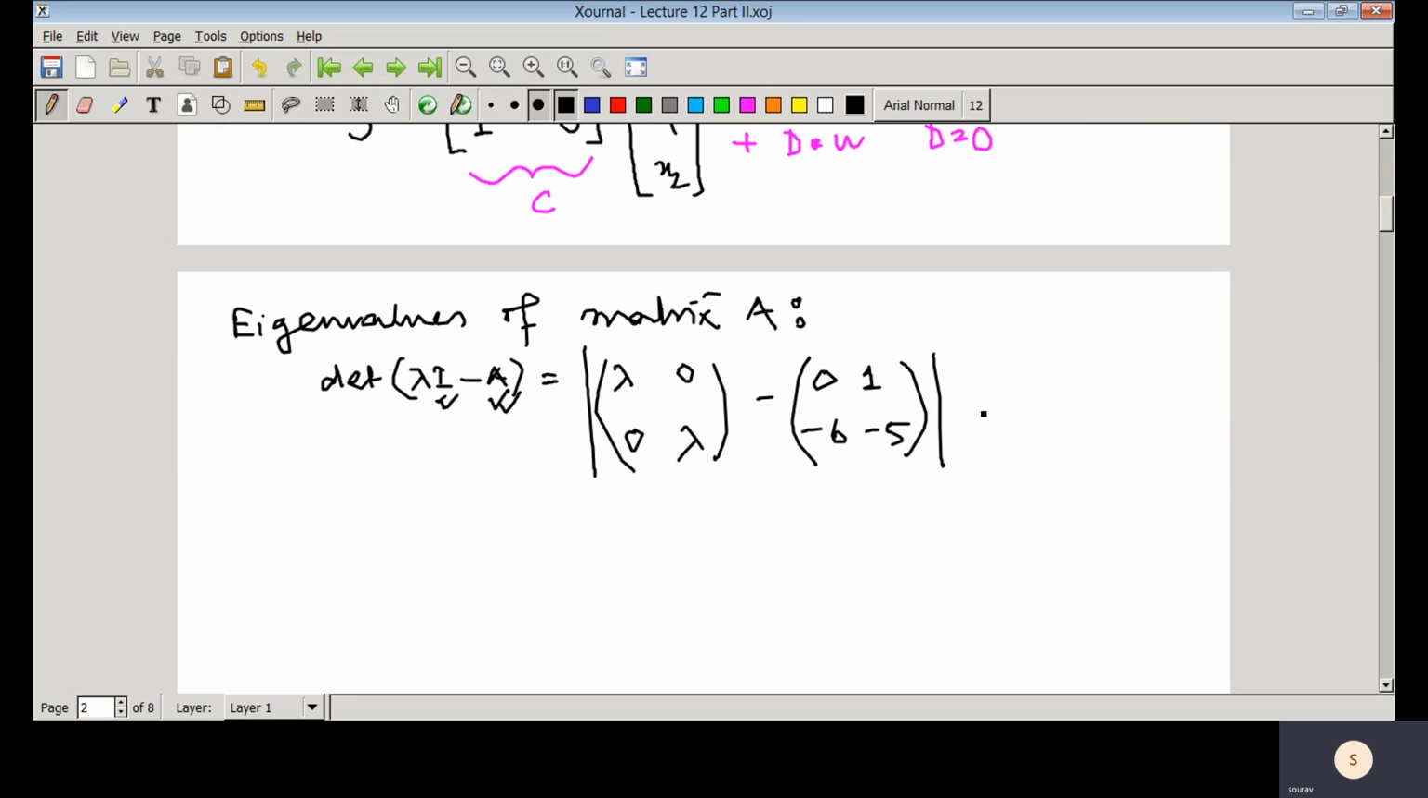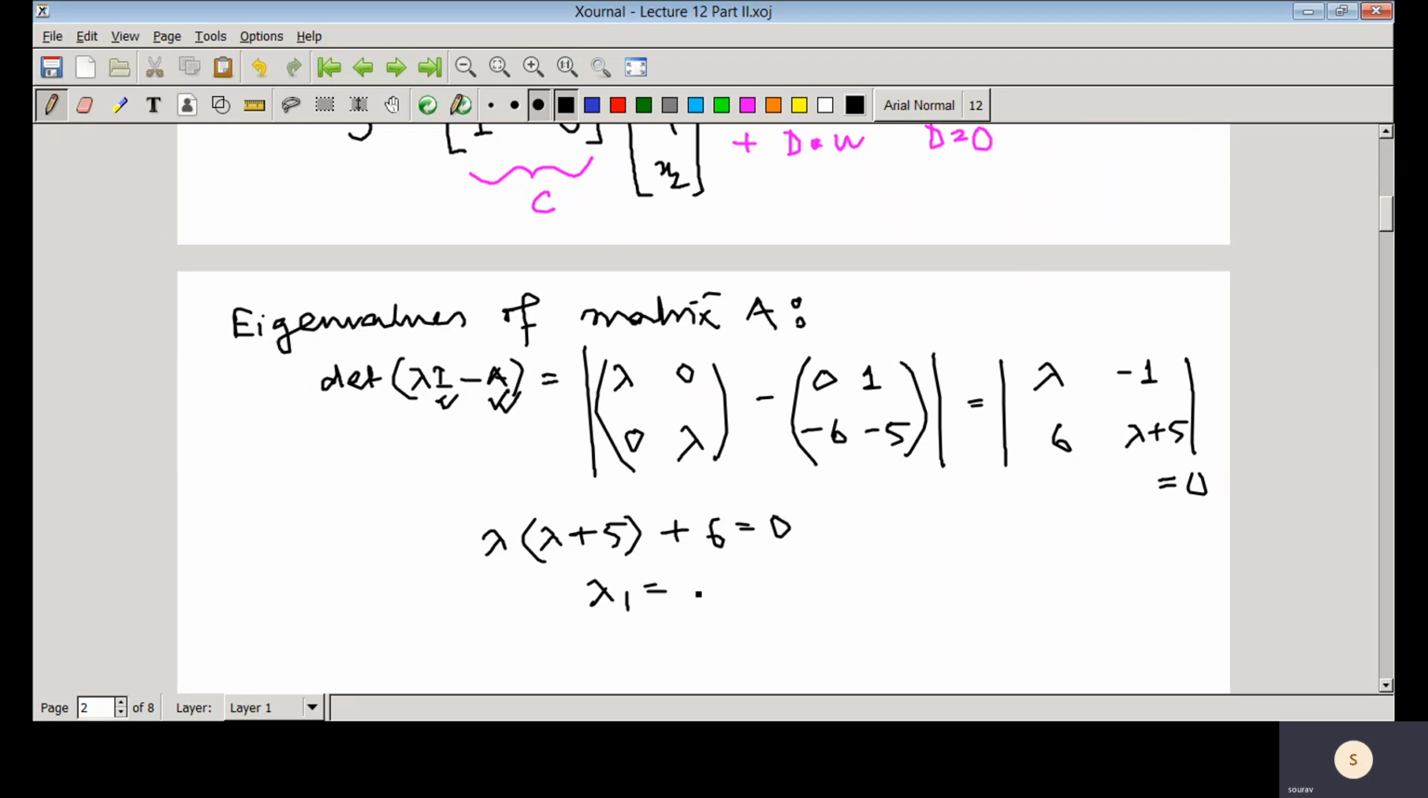If you take this one, this is lambda, minus 1, then 6, then lambda plus 5. So that would be equal to 0. The roots of this equation, that is called the characteristic equation, are the eigenvalues of that matrix A. So that would be lambda into lambda plus 5 plus 6 equal to 0. So from here you can have lambda 1 equal to minus 3 and lambda 2 equal to minus 2.